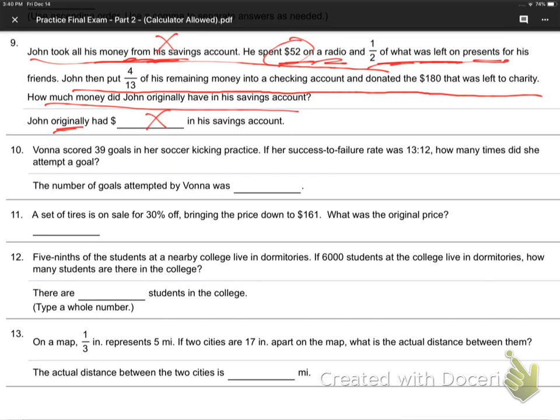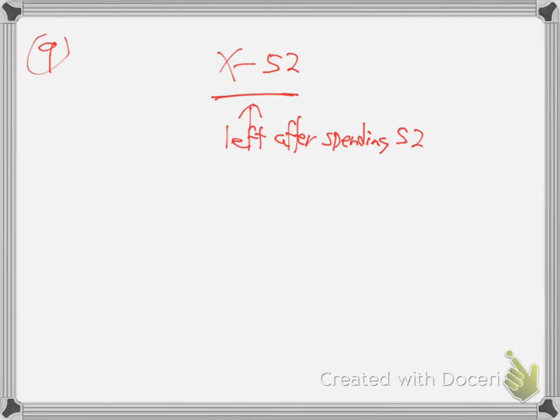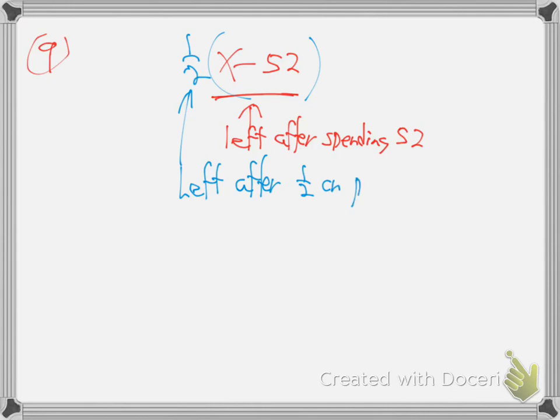He spent 52 on a radio and half of what was left from that on presents. If you spend half, what's left? The other half. So the next layer is to take half, and that will be what's left after half on presents. If you spend half, you leave half.